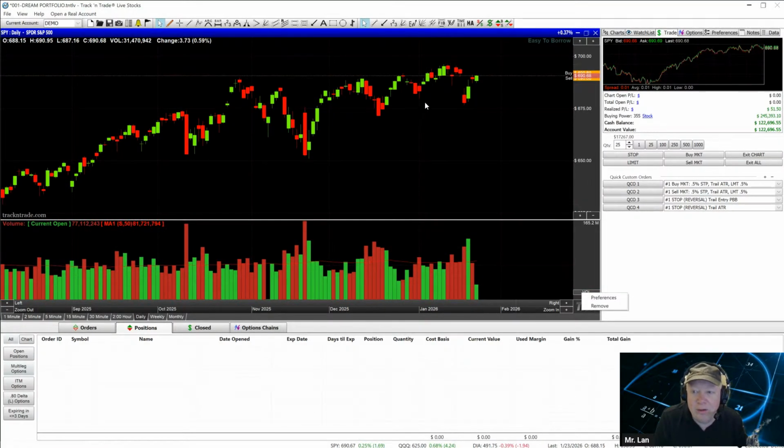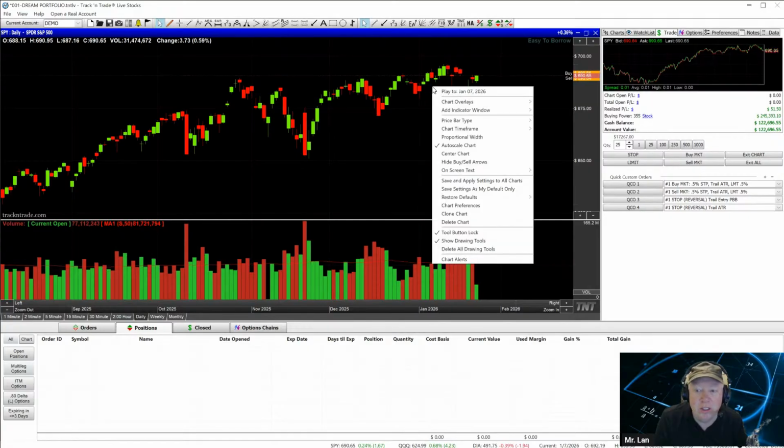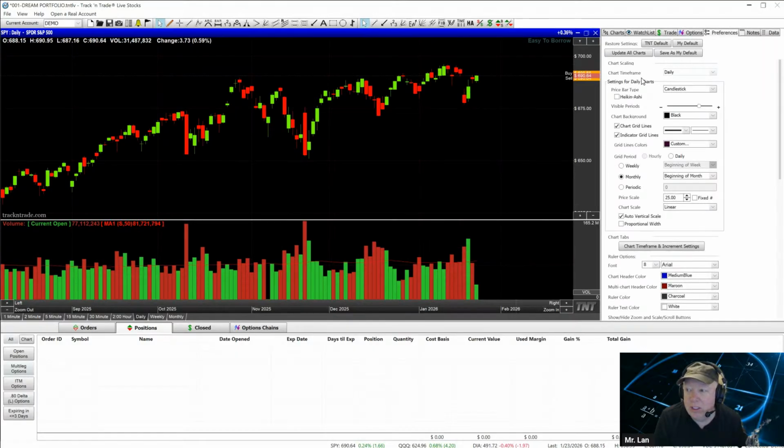And then this one's the big main right-click chart. You just click on the chart with the right button on your mouse, and then you come down here to chart preferences, and there's all kinds of things in here you can change.